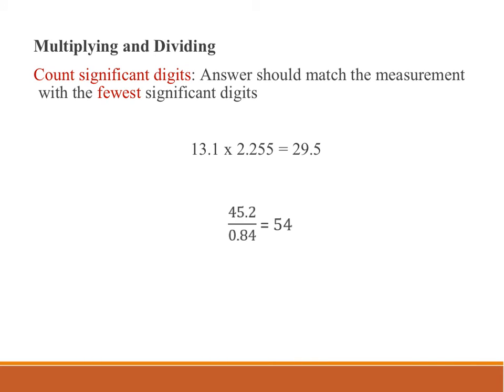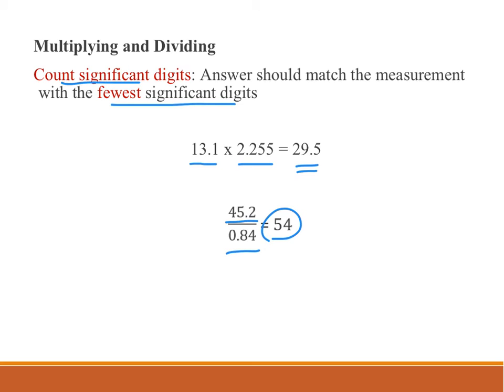When it comes to multiplying and dividing, which you probably will be doing much more often than adding or subtracting, again, you're counting significant digits, and the answer matches the measurement with the fewest significant digits. For our multiplication example here, we have 3 significant digits, no zeros in there, so it's easy to tell, multiplied by something with 4 significant digits, and so the answer would be expressed in 3 significant digits. Same thing with dividing. We have 3 significant digits on the numerator here, only 2 significant digits on the denominator, and so our answer is in 2 significant digits.